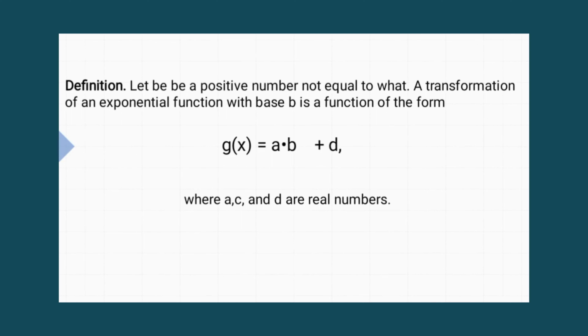Okay, so let b be a positive number not equal to 1. A transformation of an exponential function with base b is a function of the form g of x is equal to a times b raised to x minus c, plus d, where a, c, and d are real numbers.